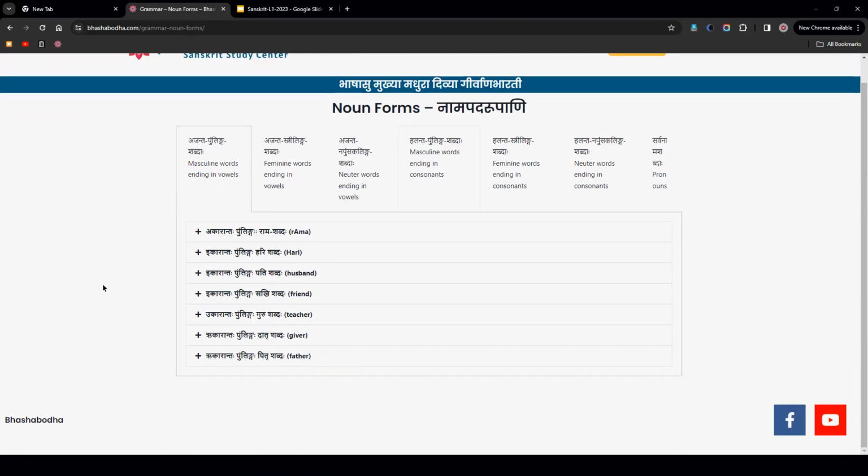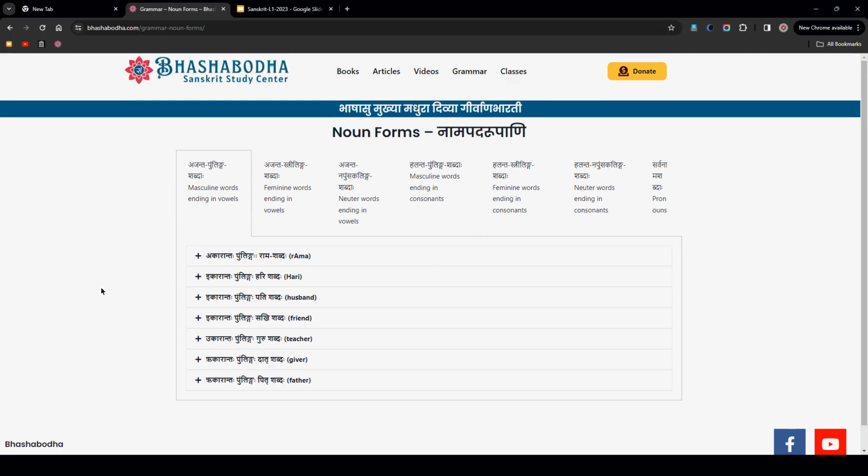So the question is, how do we know the lingam of a word? By practice. Just by looking at the word, it is difficult to know the lingam. But by practice, we will come to know. But some of the popular ones, which are mostly in practice, we will be using very commonly.